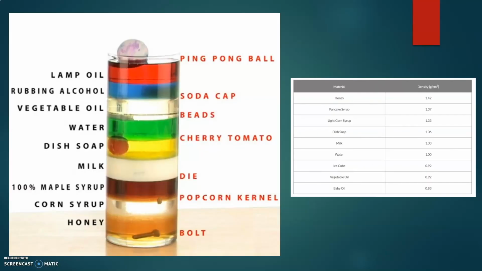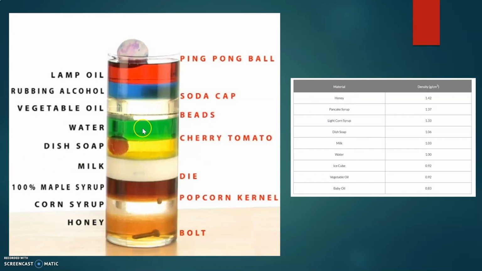All right, so let's talk about that demo for a little bit. It was a pretty cool demo. I really, really like that one. We don't have the supplies at school to do it ourselves, but it's a really cool video. So what this is showing is basically what density is. Density is how stuff is packed into a particular volume.